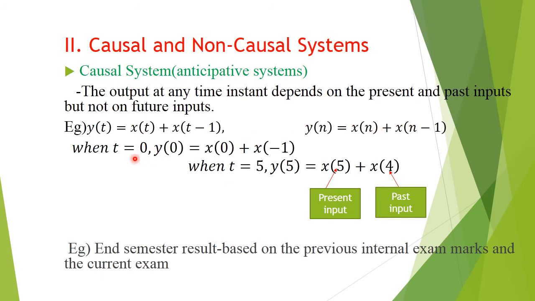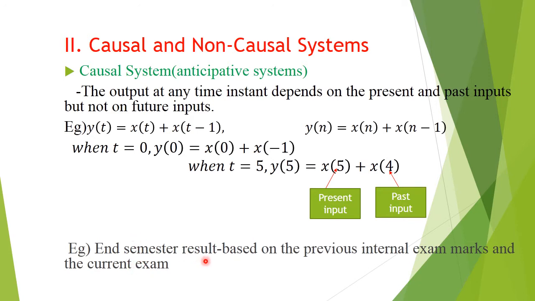Now, for continuous time case, substitute t equal to 0. So we will get y of 0 equal to x of 0 plus x of minus 1. Here, x of 0 is the present input and x of minus 1 is the past input. Let us substitute another value. When t is equal to 5, y of 5 is equal to x of 5 plus x of 4. Here also 5 is the present value. So x of 5 is the present input and x of 4 is the previous value. Therefore it is called past input. So here also the output at any time instant depends on the present input as well as past input. So it is a best example for a causal system.